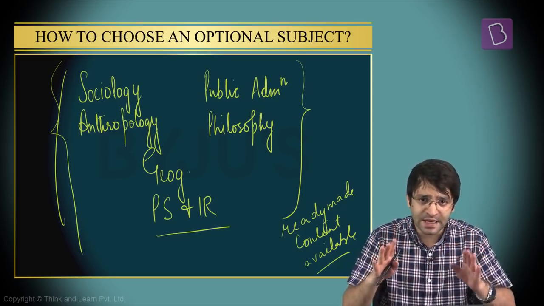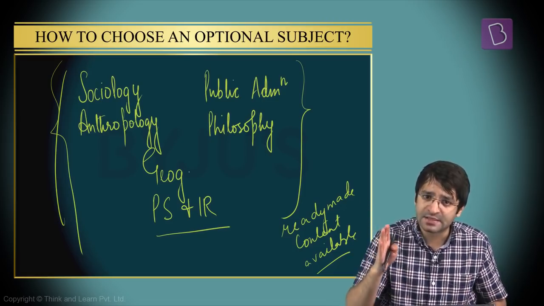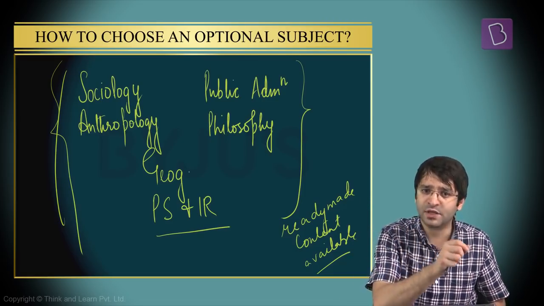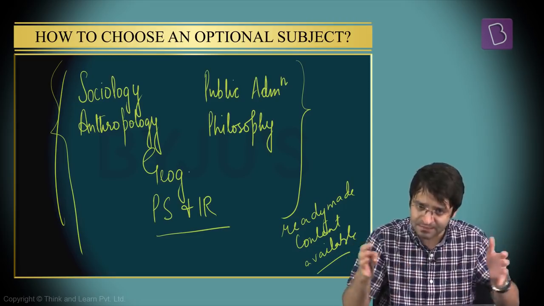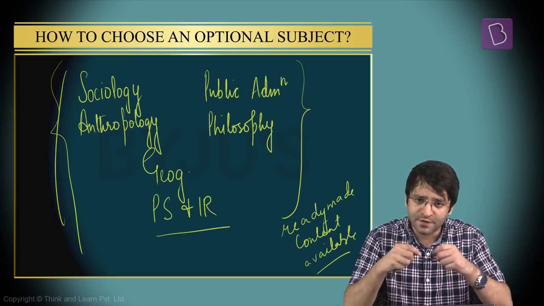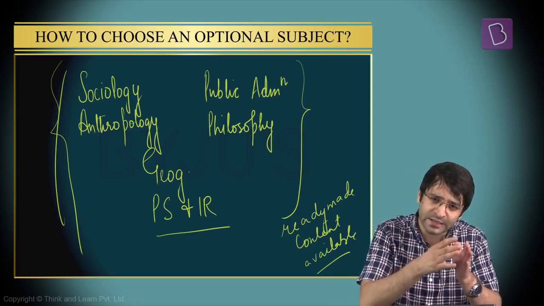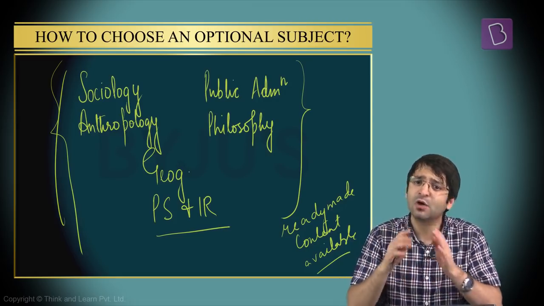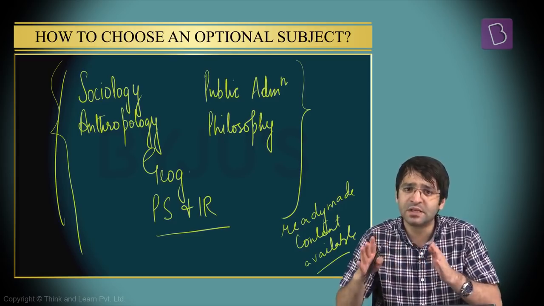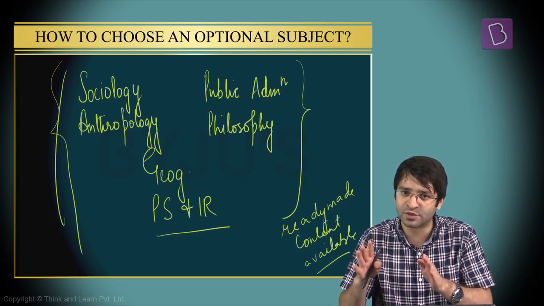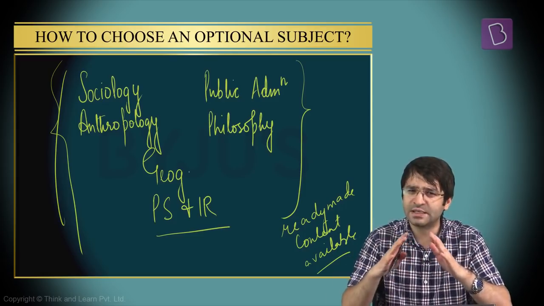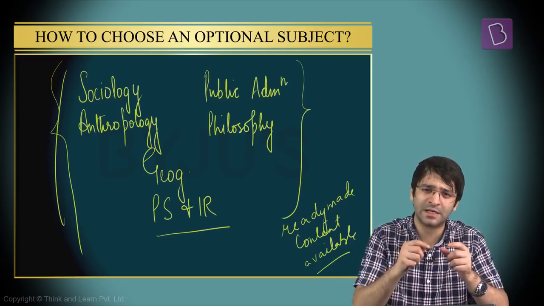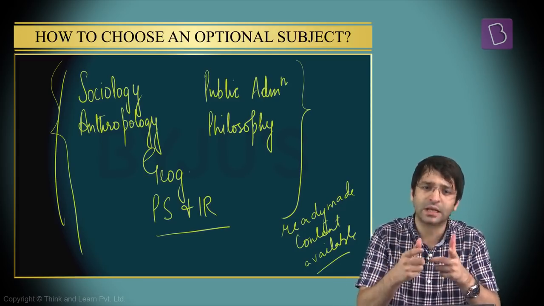But how do you decide? Take a look at the syllabus of 2 or 3 or 4 optional subjects and compare them. See in which optional subject your inclination is more as against the other optional subject. Also take a look at the previous 3 years, at least previous 3 years question papers, just to get an idea which can help you to decide an optional subject quickly.